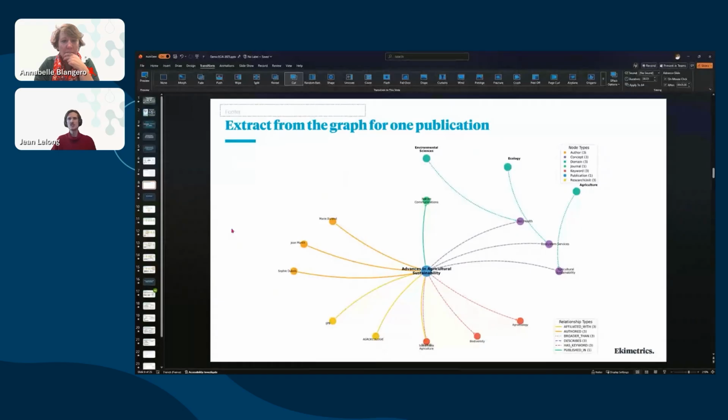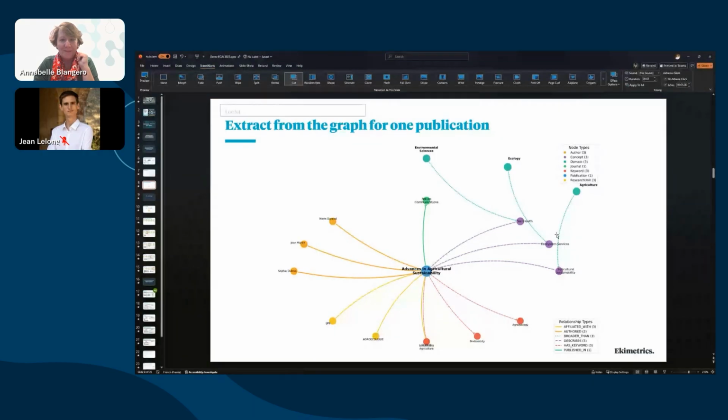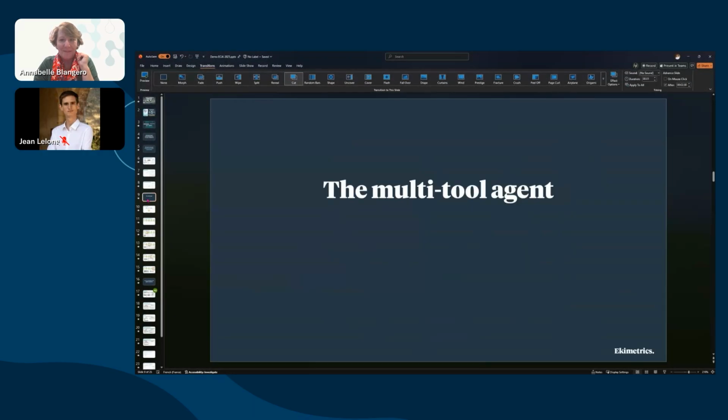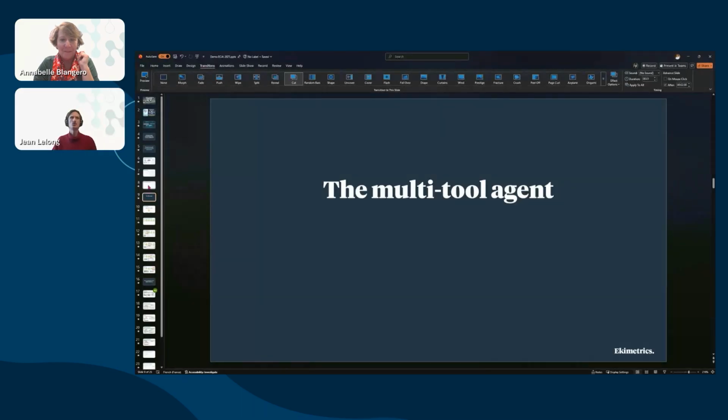Then this is an example, an extract of the graph that we constructed, with a publication and the journal it was published in, with the links in this graph.